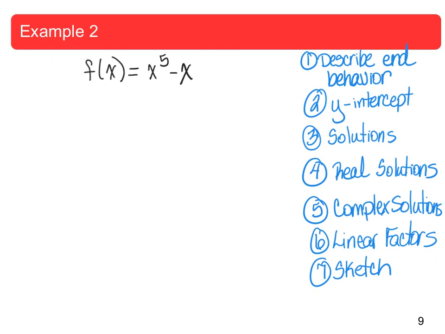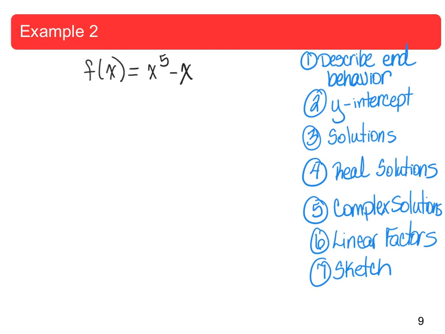Look at this one. Okay? The first thing we are asked to do is describe the end behavior. So there's two things that go along with end behavior. It's do they both go up, both go down, or do they go in opposite directions? This one goes in opposite directions.